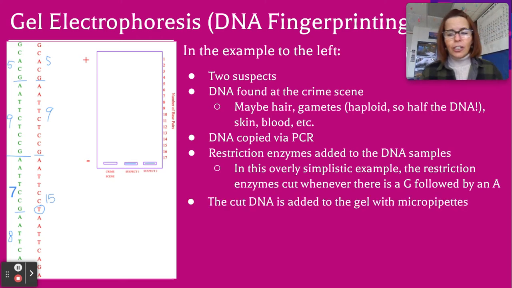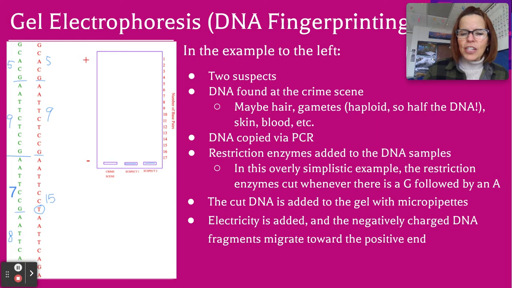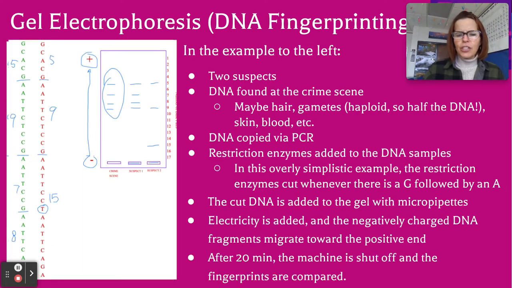So now we take a look. It says the cut DNA is then added to the gel with the micropipettes. Electricity is added, and the negatively charged DNA fragments migrate toward the positive end. So notice the negative end down here and the positive end here. After 20 minutes, the machine is shut off and the fingerprints are compared. So they moved across after 20 minutes. This is the crime scene DNA. This is the pattern from the crime scene. And then this is the pattern from suspect number 1 and the pattern from suspect number 2.